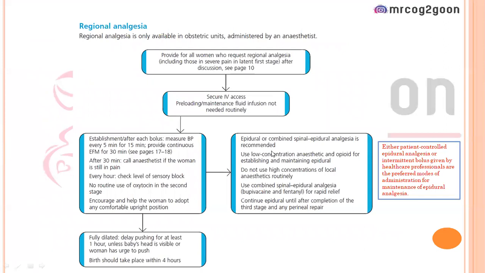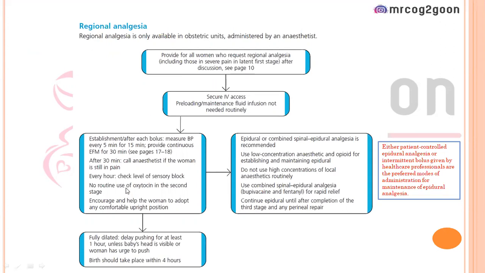This is a summary of regional analgesia. First, provide it for all women who request regional analgesia. Regional analgesia should be provided for anyone who asks for it. We have to secure IV access. We used to give a preloading and maintenance fluid infusion. Now they are saying it is not needed. Sorry, this is the old guideline.